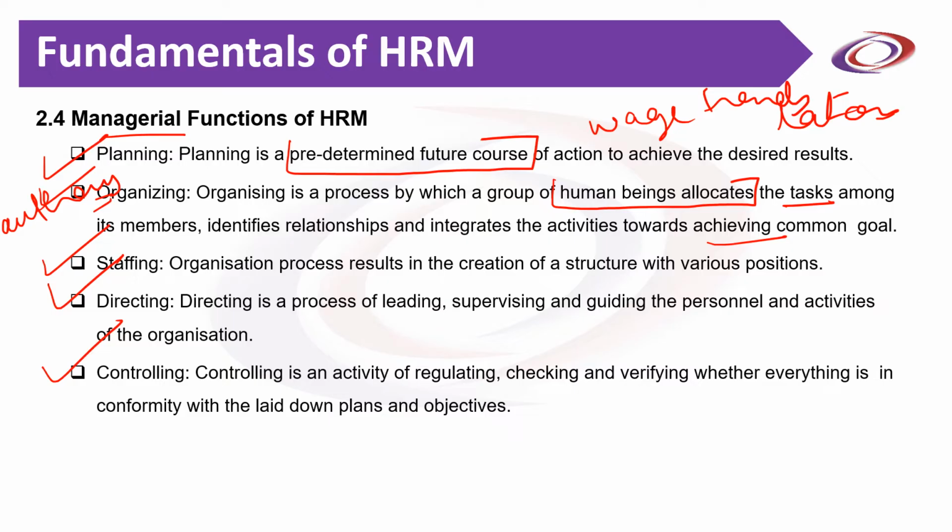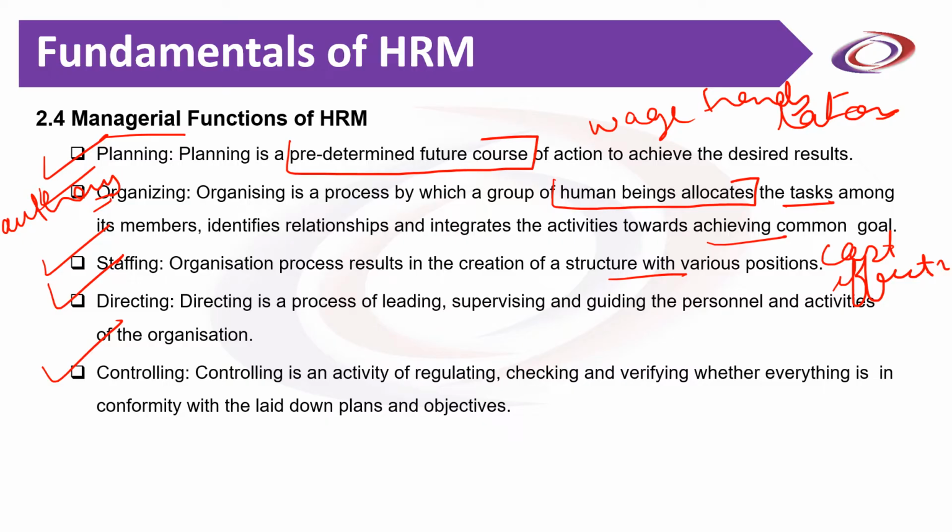After that, staffing. To make sure that the organization is running functionally and efficiently, it is important that proper and sufficient staff is there, and the organization process results in the creation of a structure with various positions. So various functional departments are optimally employed in a cost effective manner. Now staffing should be cost effective. This can be through online modes, offline mode, but it is the responsibility of the HRM to make sure that cost effectiveness is there.